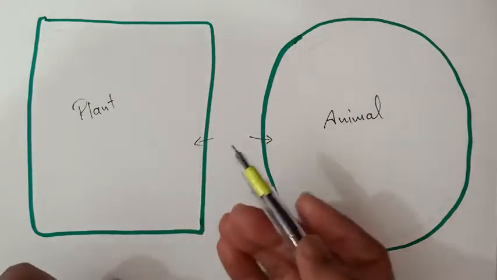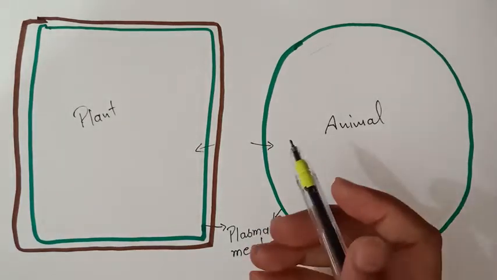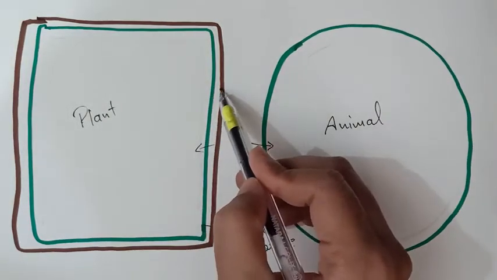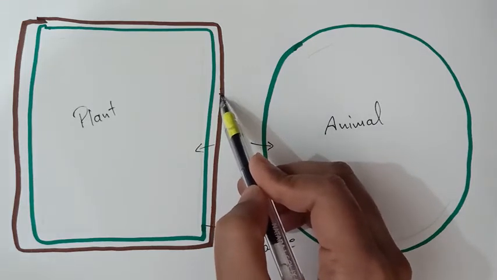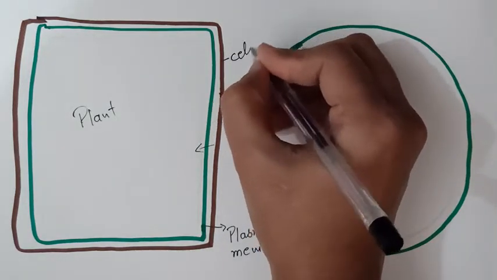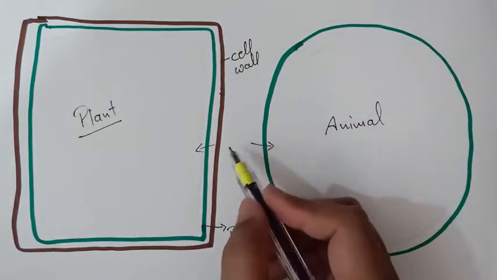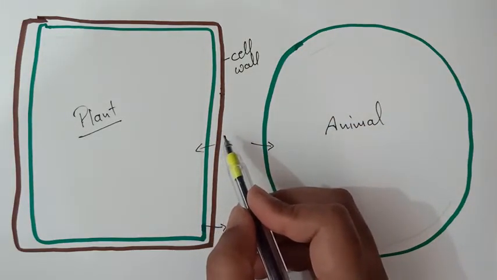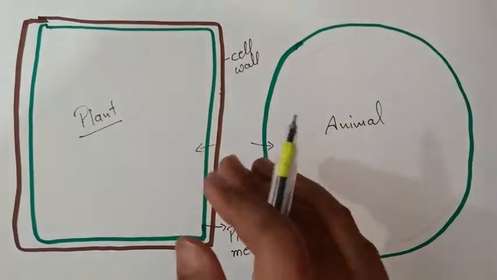Now next to this selectively permeable membrane, next one is the cell wall. In case of a plant cell, outer to the plasma membrane is present a non-living rigid cell wall made up of cellulose. So this is the cell wall and it is only present in plant cells. The cell wall is freely permeable, allowing substances in solution to enter or leave the cell, meaning they do not restrict any of the substances.